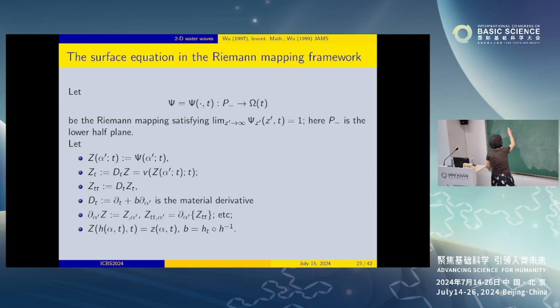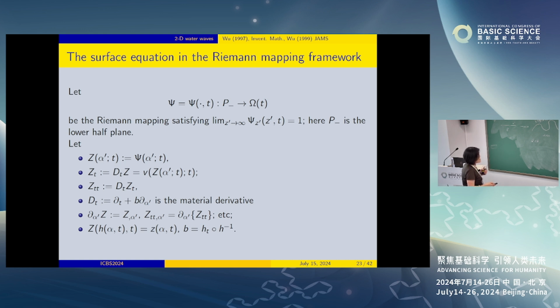So this is P minus, and this is your water wave, omega t. Say alpha prime is the variable here, and your boundary is Z prime equal to Z alpha t, psi alpha prime. This alpha prime is on the line. Now you can also write down the interface using the Riemann mapping variable, right?